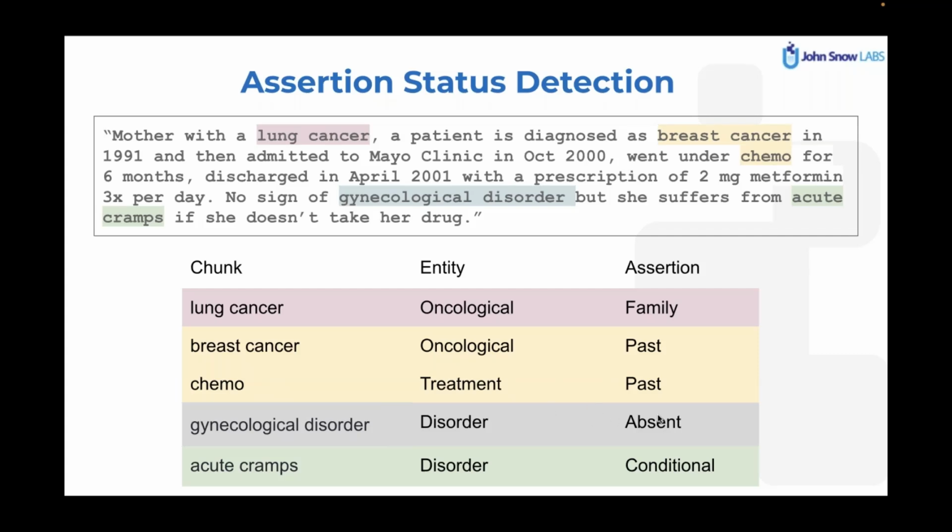Because we need to drop this one, for example, okay? Like this is absent. Also, you may want to drop the past ones, right? Also the family history, you can see here, like mother with a lung cancer, we need to discard this according to our use case here. And in our use case, as you may remember, it says current diagnosis. So we need to filter only the present entities, okay?